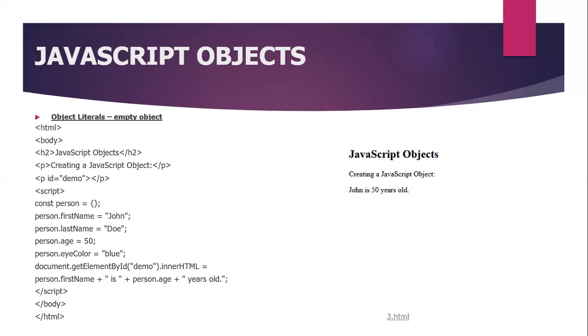Next, I'm going to display these contents in the web page. document.getElementById().innerHTML, person.firstName, so John will get printed. John is 50 years old. That will be the exact output.